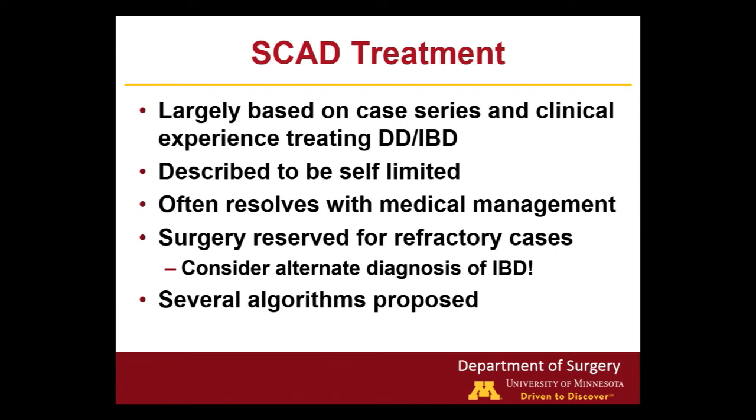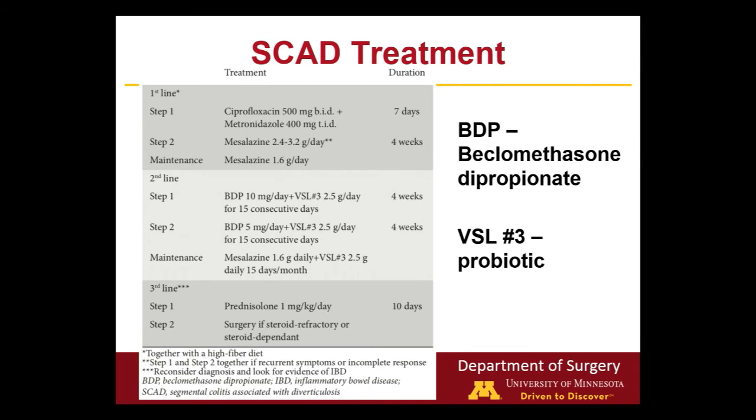There have been several algorithms proposed. One of the earlier ones, which is kind of based on a combination of diverticular disease and inflammatory bowel disease, uses a first-line treatment of antibiotics followed by mesalamine with a maintenance of mesalamine. They have the second line, which includes steroids and probiotics, which have shown pretty good results. And then third line is prednisolone and surgery.